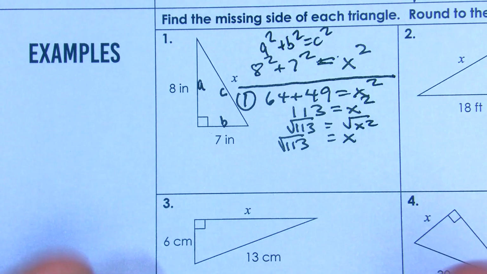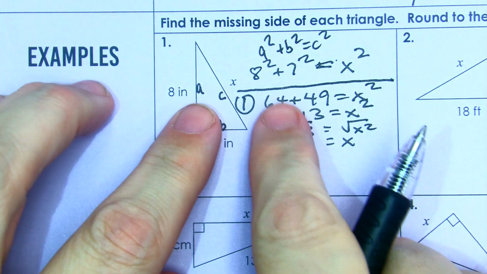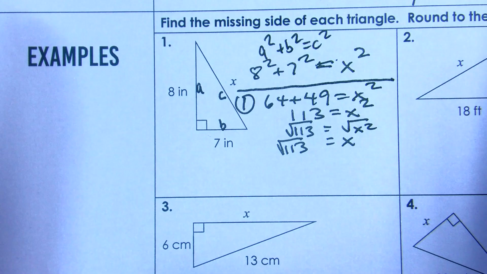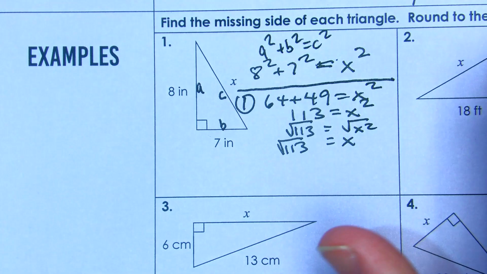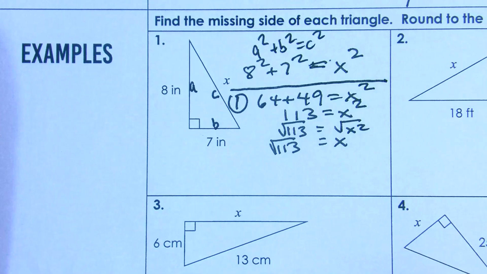So that is just doing everything straightforward. We're not actually getting an answer that's a decimal. We're not simplifying a radical, even though you know how to do that. So that's one way to do it.